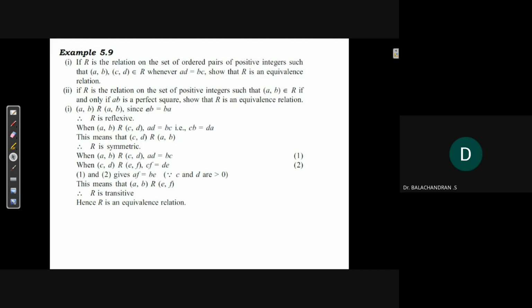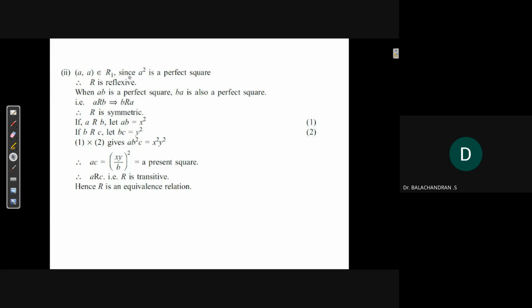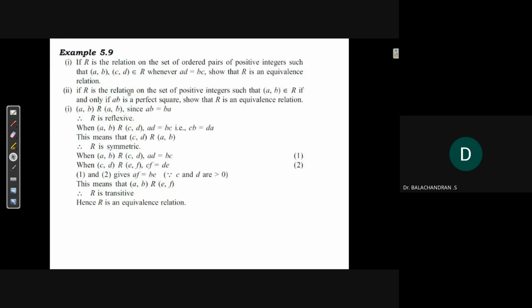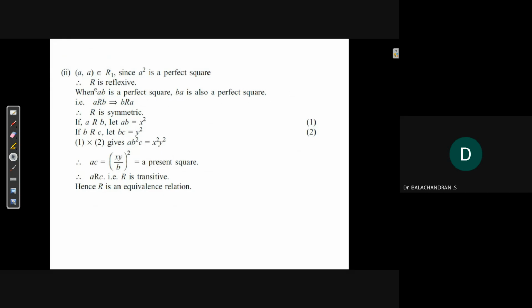Now, if I prove the relation R is reflexive, it means (a, a) belongs to R. To prove (a, a) belongs to R, what do I need to prove? That a into a is a perfect square, that is, a square is a perfect square. Yes. So since a square is a perfect square, you can write a square equal to a into a. So a into a is a perfect square, so you can write (a, a) belongs to R, and hence R is reflexive.